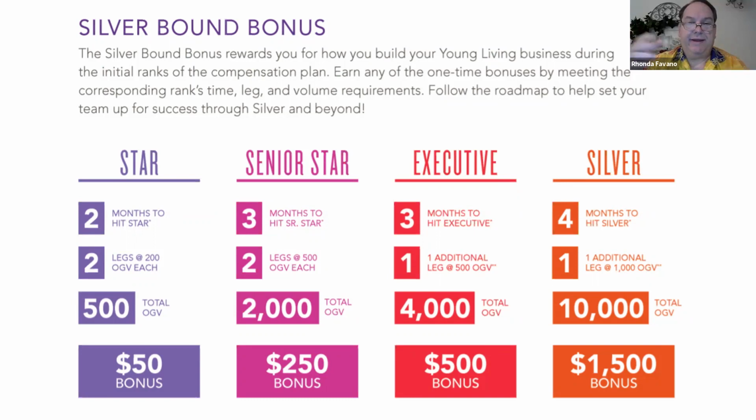If you can explain the Star bonus at 2 legs at 200, OGV at 500 to somebody for a $50 bonus, it's really easy to just get those, jump to the Senior Star. And if you get those 2 legs to 500 and your OGV is 2,000, you get that 250 bonus. So it makes perfect sense to explain this bonus to people that want to get their oils paid for. Because again, if we can get them to wear their Senior Star, and I'll just zip back there really quick.